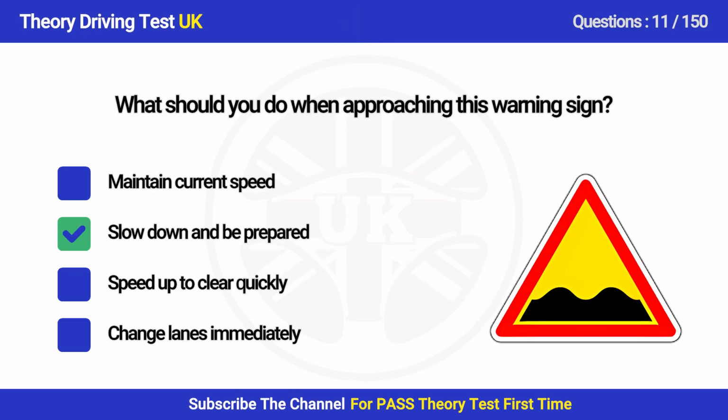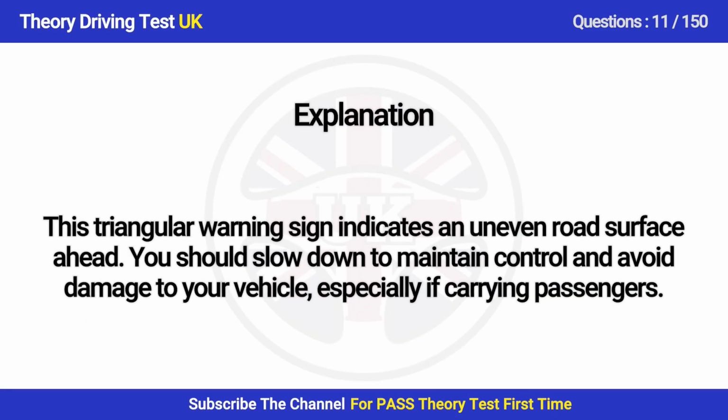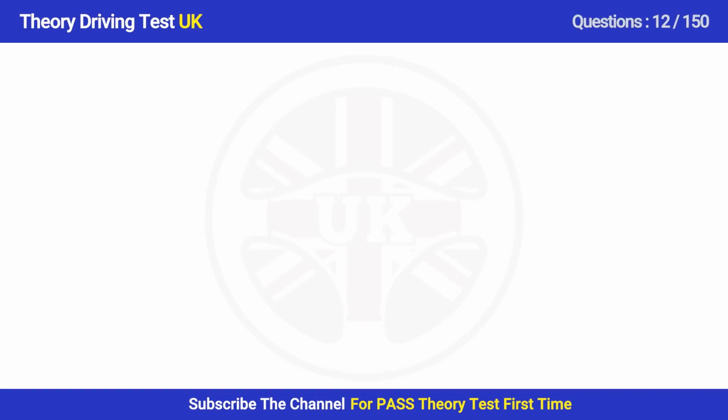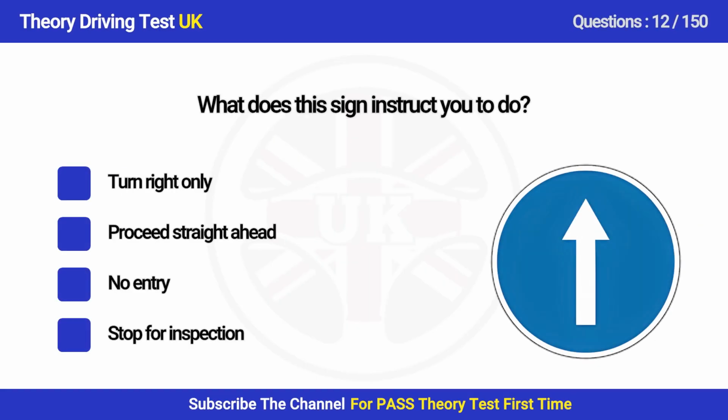Answer is B. Slow down and be prepared. This triangular warning sign indicates an uneven road surface ahead. You should slow down to maintain control and avoid damage to your vehicle, especially if carrying passengers. Question 12. What does this sign instruct you to do? A. Turn right only. B. Proceed straight ahead. C. No entry. D. Stop for inspection.